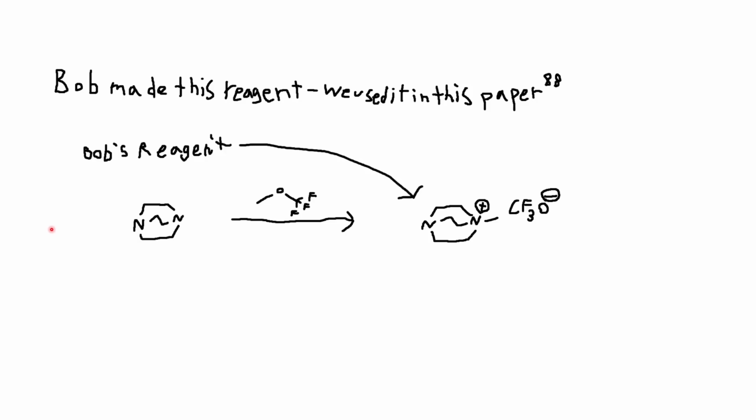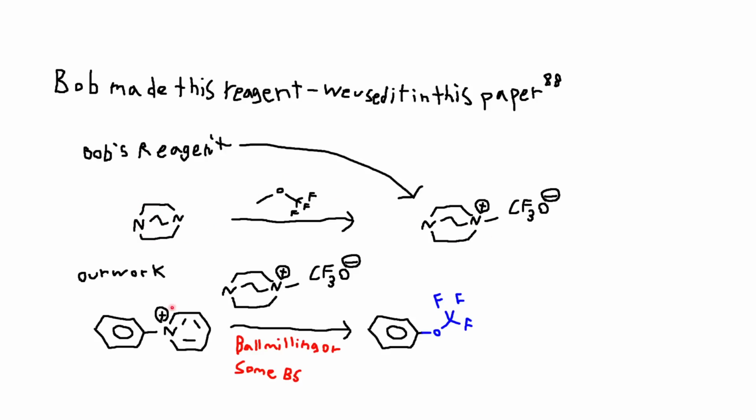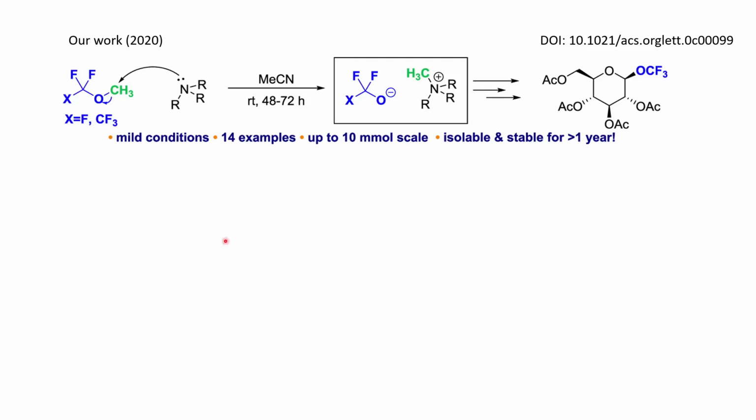And so one case recently was, there's this report of a reagent that Bob made. So this is Bob's reagent. And then some other guy came along and ended up treating this with this reagent and used something like ball milling and got this trifluoromethyl ether. And so this is a recent paper that actually came out in JACS, but it was inspired by our original work that was in Org. Lett., where we made these quaternary ammonium trifluoromethoxide salts.